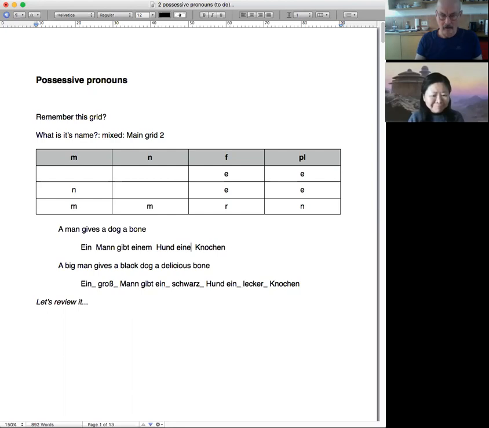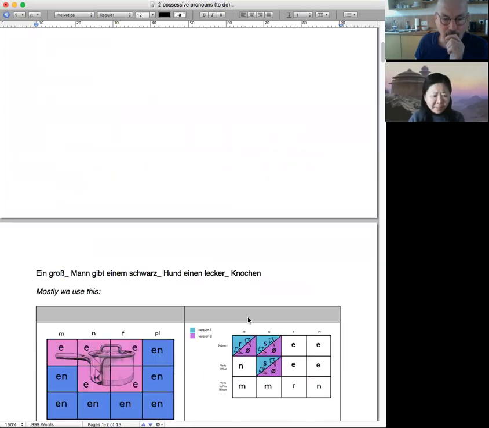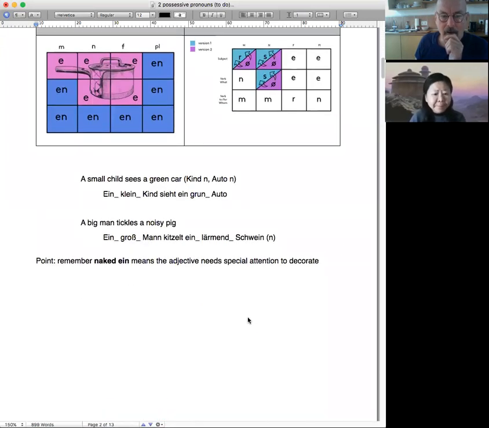That's right, einen Knochen. And if you wanted to do the same now with adjectives, could you do it? Ein großer Mann gibt einen schwarzen Hund einen leckeren Knochen. Yeah, that's right. And you can do these as well, this with neuter, yeah?